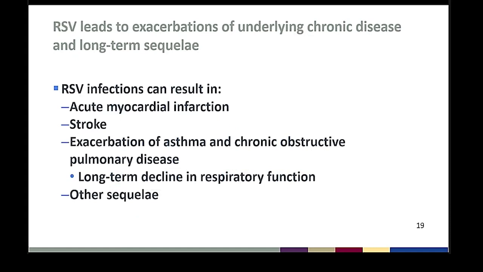In addition, RSV leads to exacerbations of underlying chronic disease and long-term sequelae, including contributing to acute myocardial infarctions, to strokes, to exacerbations of asthma and chronic obstructive pulmonary disease, which can result in a long-term decline in respiratory function. And there can be other long-term sequelae from RSV illnesses.